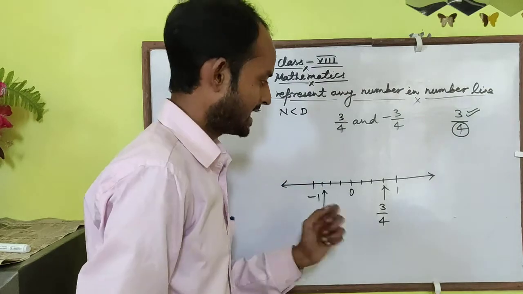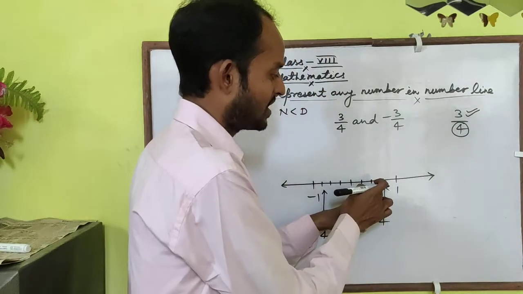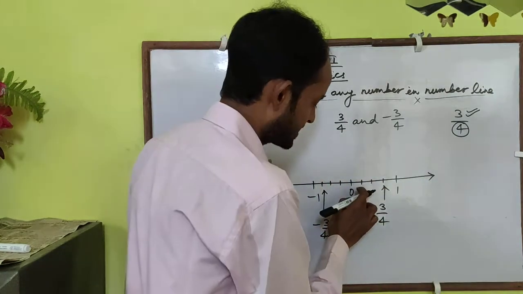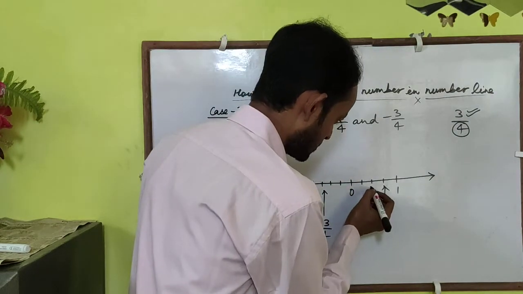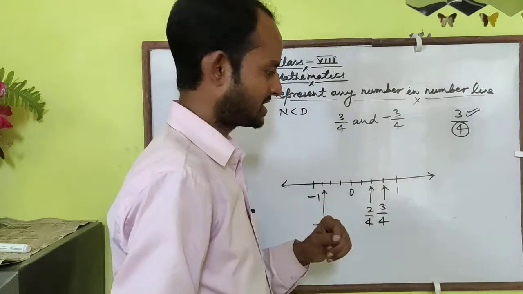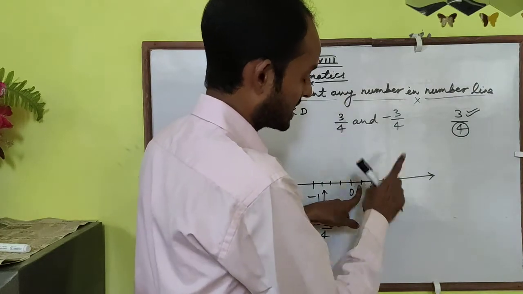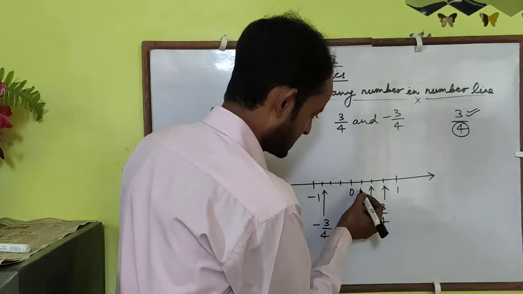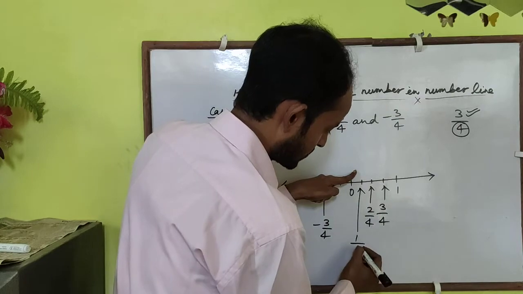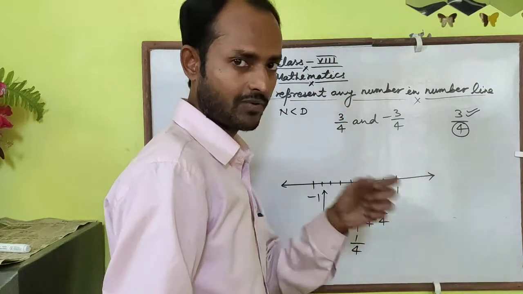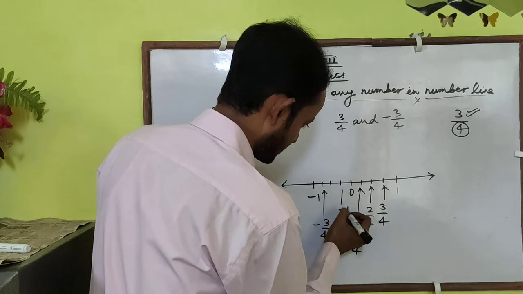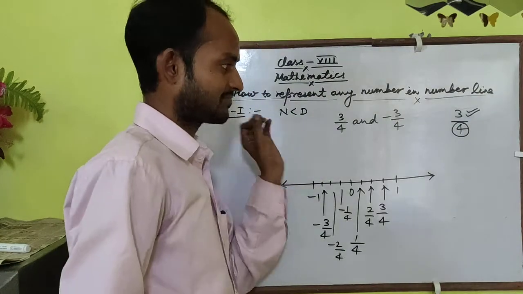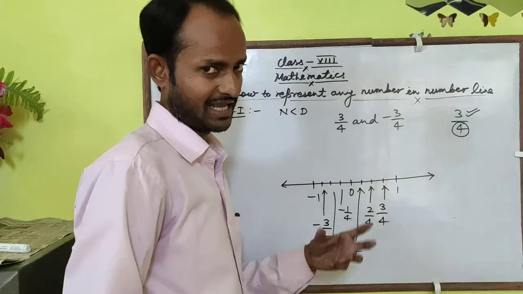Students, here is a question. If this is 3 by 4, then what is the value of this line? Because there are 4 equal parts and this is the second mark, this is 2 by 4. You got it? This is 2 by 4 because the equal parts are 4 and the marks counted are 2. And this one is the first mark with 4 equal parts, so this is 1 by 4. Similarly here is minus 1 by 4, and this is minus 2 by 4. This is the first case of representing a number on the number line.